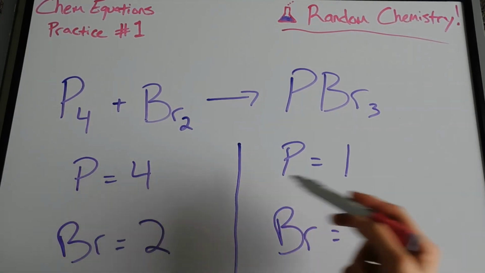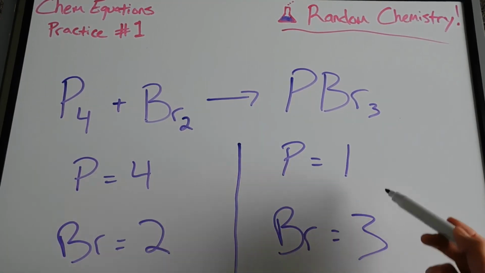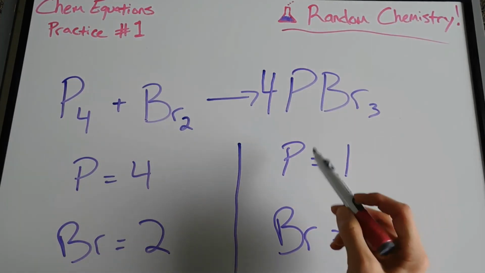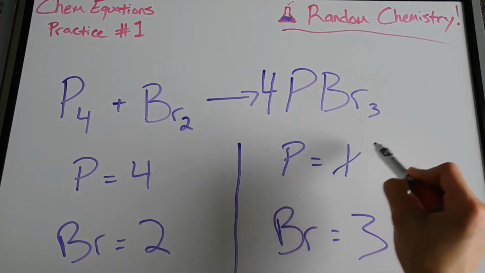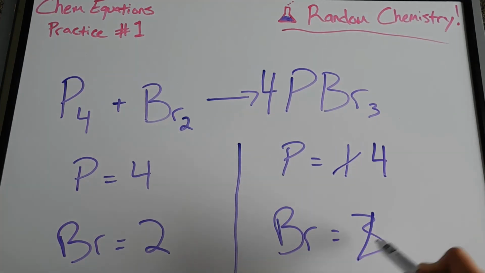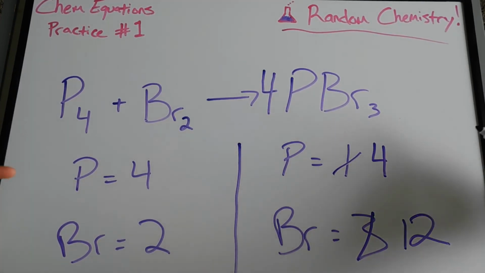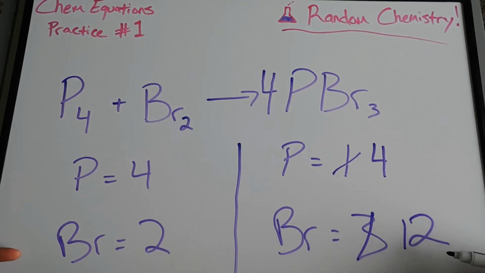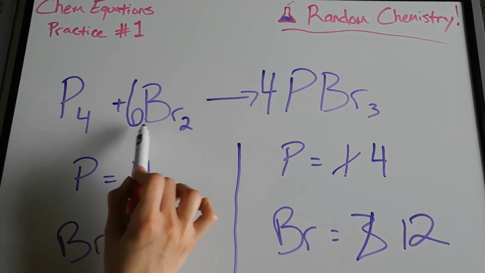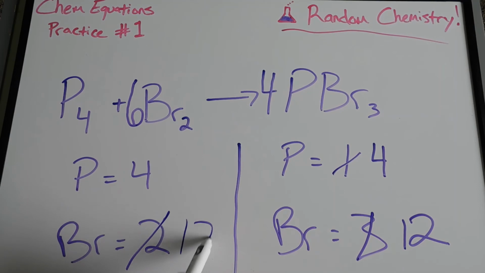So I have 4 on this side and 1 on this side. The easiest way to get to 4 is to put a coefficient of 4. So that's going to give me 4 times 1, which is 4. And then 4 times 3, which is 12. My phosphorus are balanced, but my bromine are not. So we're going to move to the left side of the equation. To get from 2 to 12, I have to multiply by 6. So I'm going to put a coefficient of 6 in front of bromine. And that's going to give me 6 times 2 is 12.